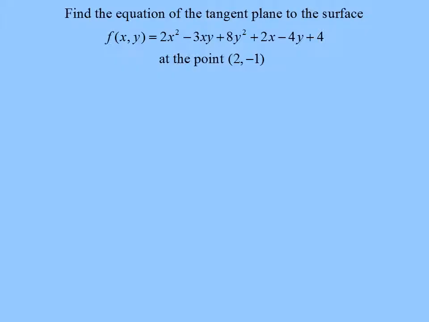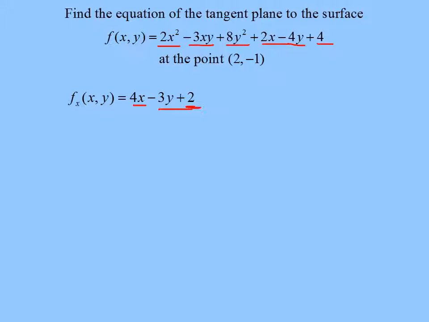So let's try this out. We're going to find the equation of the tangent plane at the point. Now I'll show you the graph of it in a little while. However, we start by doing the partial of x. So the partial of 2x squared would be 4x. The derivative of negative 3xy with respect to x would be just negative 3y. The derivative of 8y squared would be 0. The derivative of 2x would be the 2. Derivative of 4y would be 0. Derivative of 4 would be 0. So there's our partial of f with respect to x.